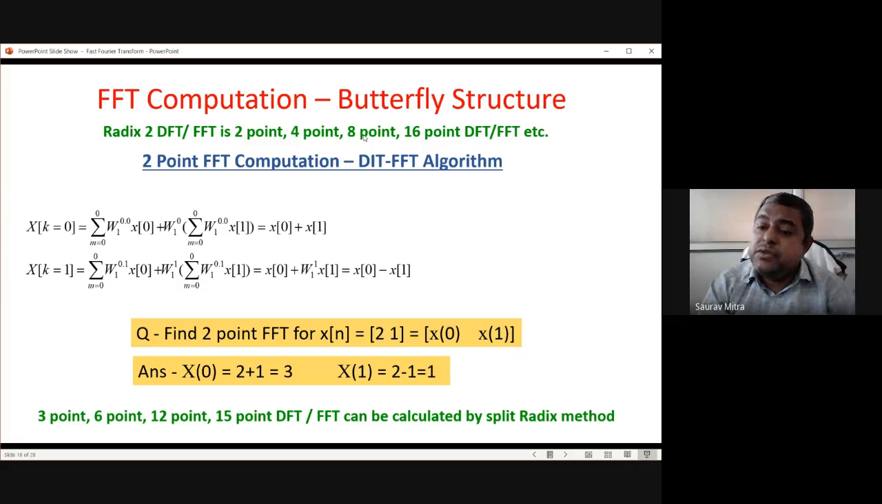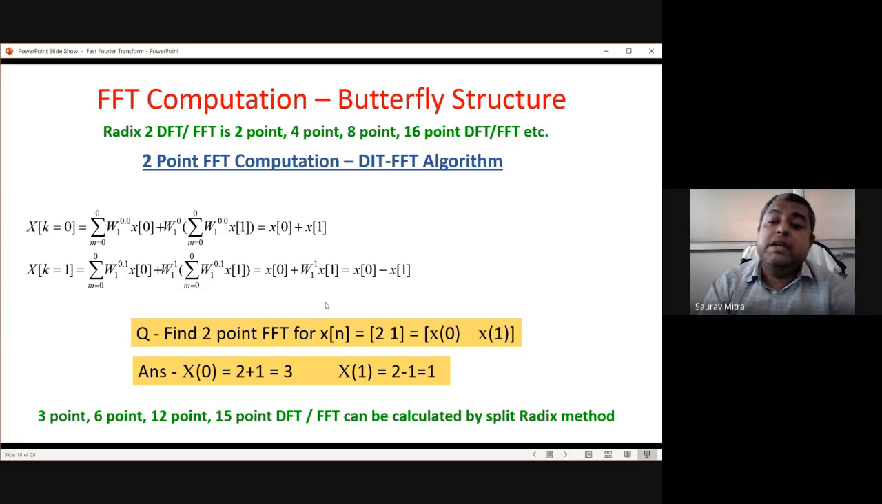An 8-point DFT is a radix-2 DFT, 2 raised to 3. A 16-point FFT is a radix-2 FFT, that is 2 raised to 4, likewise. Like a 9-point FFT, you can find out 3 squared is 9, so in that case it will be called a radix-3 FFT. How can you find a 6-point FFT?